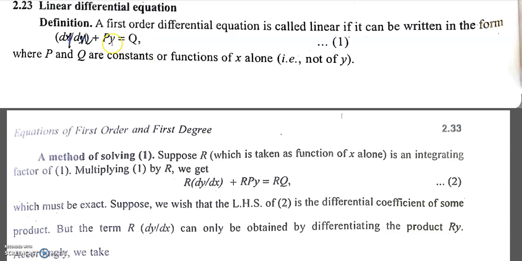Okay, if there is y square, then the differential equation is not a first order linear differential equation, because this will be non-linear. In linear, the power should be 1. That is why p should be a function of x alone, because p does not contain any y. If p contains any y, then the power is raised to more than 1. Okay, that is not possible. Also q is a constant or function of x alone, right?